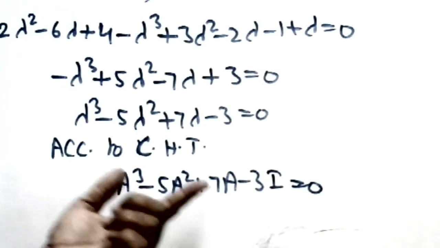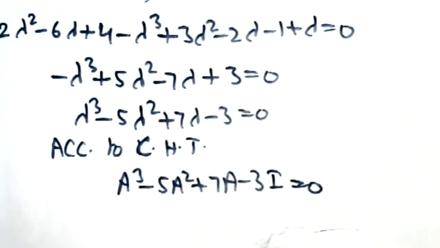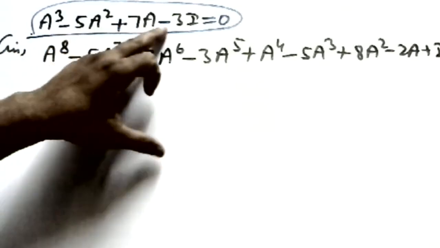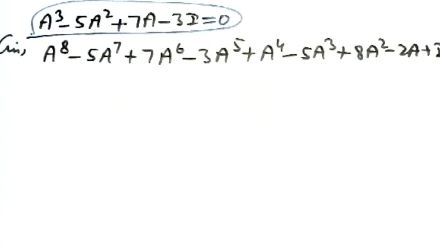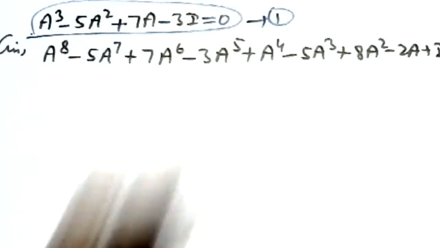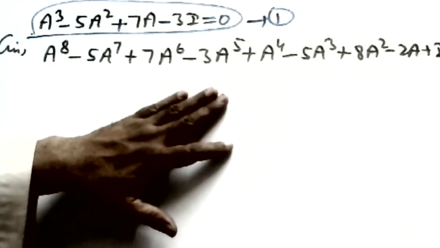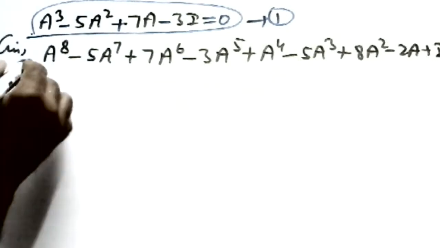So you remember this, we have to use this to prove the given formula. Now let me continue using this one. Now see here, we already proved this: A cube minus 5A square plus 7A minus 3I equals 0. According to the Cayley-Hamilton theorem, this is 0. Now using this, we have to prove this one.